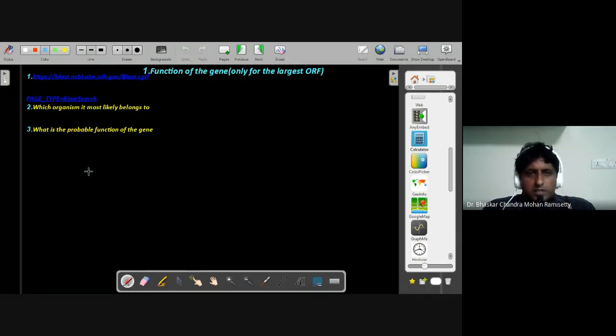You can also do these things and then try to find out the probable function of the gene. Each sequence I picked from a functional one. So you better try to find out what it is coding for. Try to read about it. The objective of this is simple.